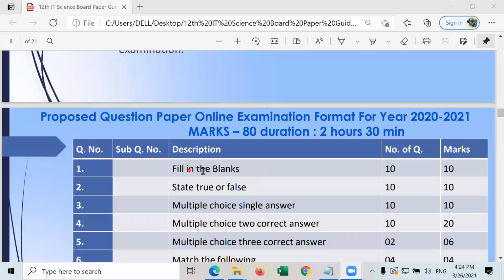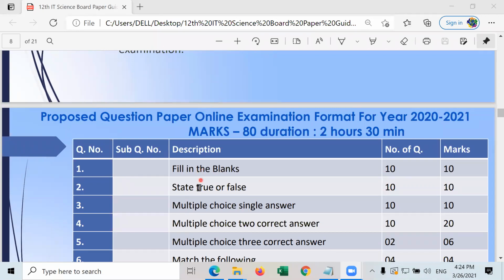First question is fill in the blanks. You will be given 10 questions. You have to fill all 10 blanks. You will not be given any options. All questions are compulsory. You have to fill all 10 blanks.